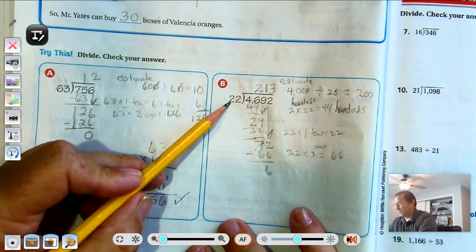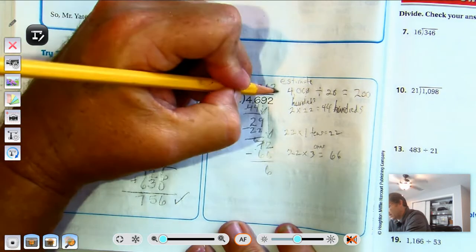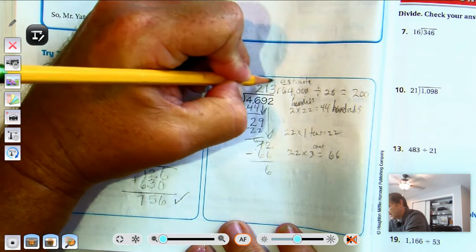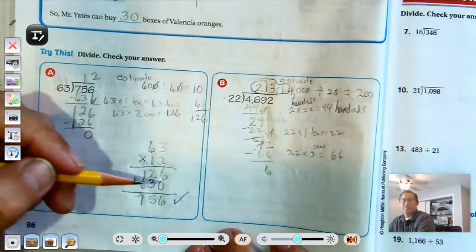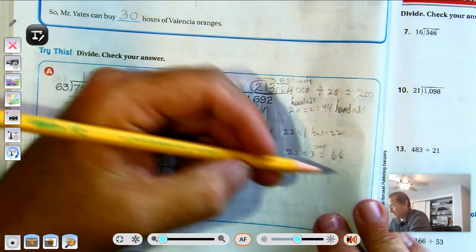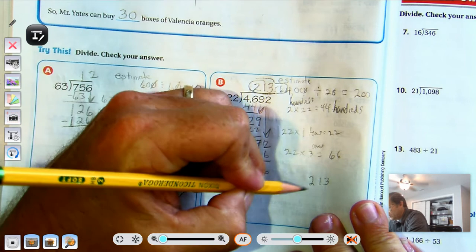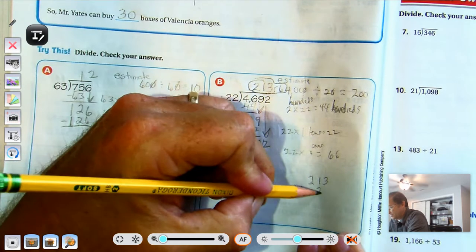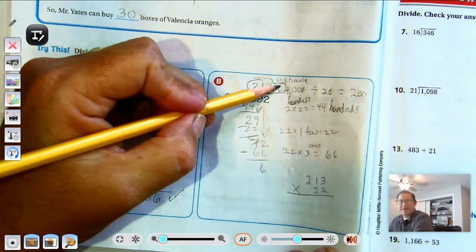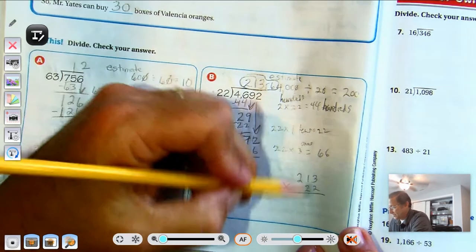I can't share that with 22. So 213, remainder 6. Now let's just not assume that's right. Let's multiply 213 by 22. And then we'll have to add the remainder 6 at the end.